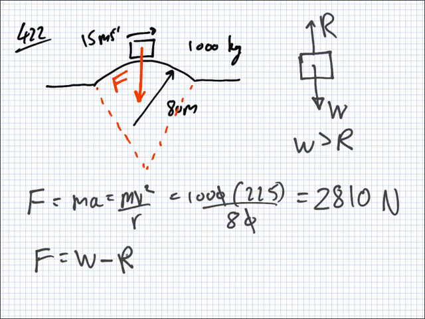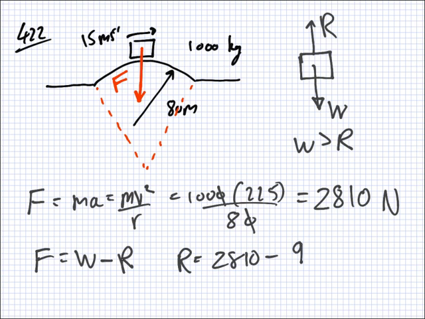Now this can be a little confusing because usually the R is equal to W, but that's when the object's not moving. Here it's moving in a circle. And we learned that if it's moving in a circle, it has a centripetal force. Now we know the F. We can know the W, and so we can know the R.